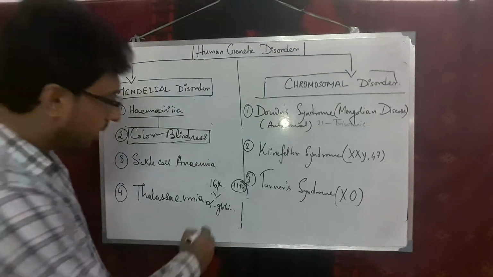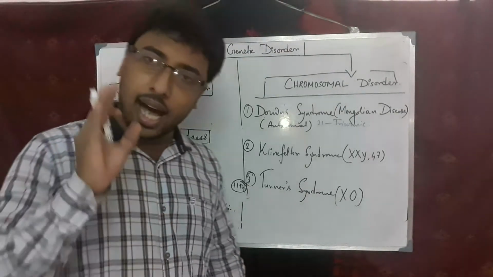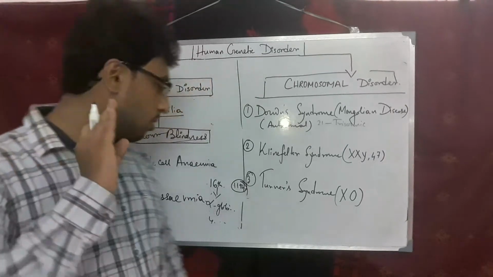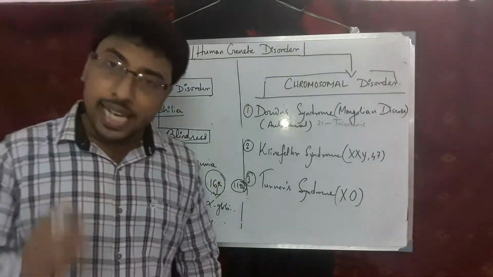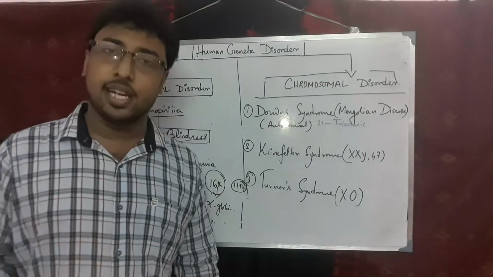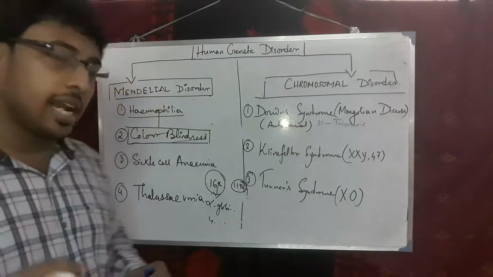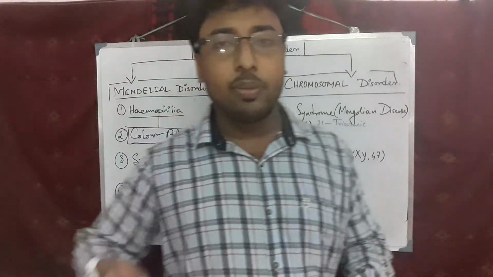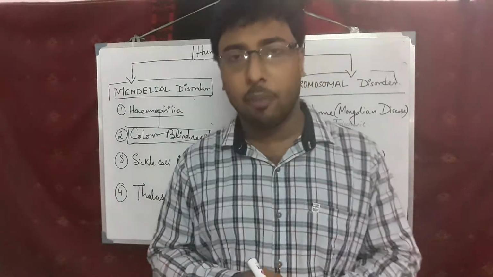and in the alpha globin chain, 4 alpha globin genes are present. So in this chromosome number 16, 4 alpha globin genes are present. If one of them is absent, or if all of them are absent, meaning the alpha globin genes are absent completely, there will be thalassemia. This is the cause of alpha thalassemia.